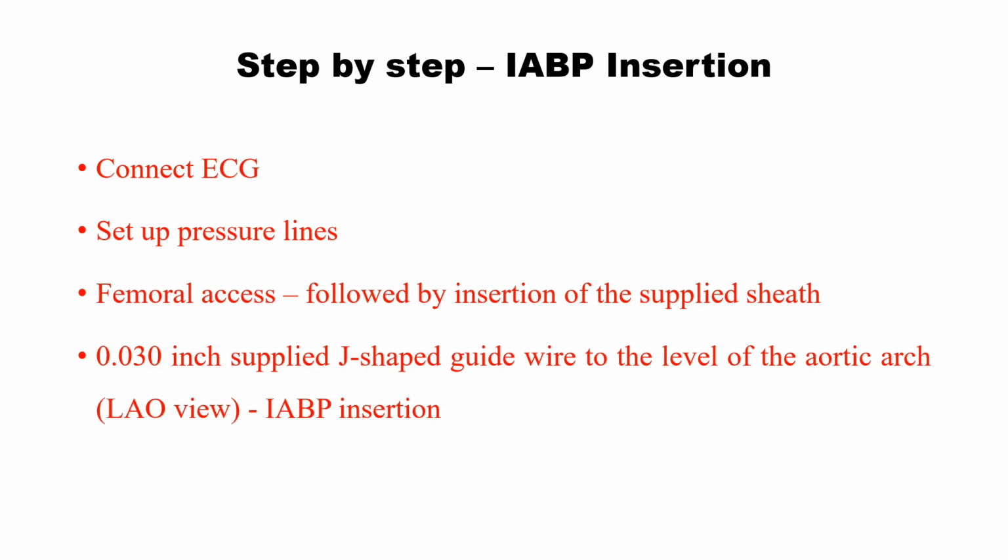Steps of IABP insertion. First, we have to connect the ECG, set up pressure lines, and obtain femoral access, followed by insertion of the sheath and a 0.030 inch J-shaped guide wire to the level of the aortic arch. Then IABP insertion.